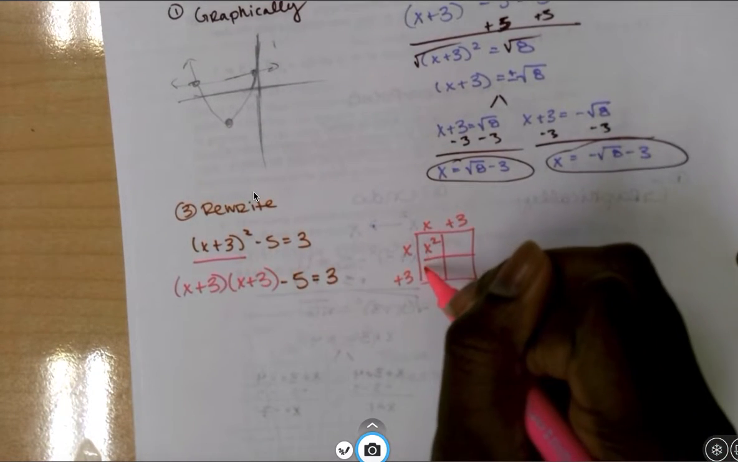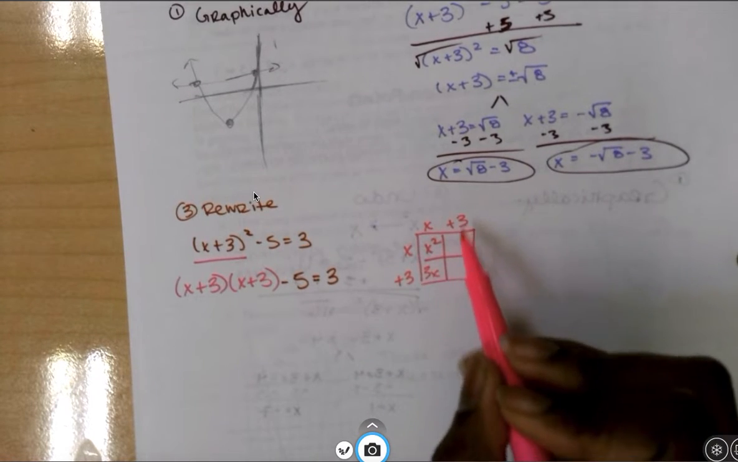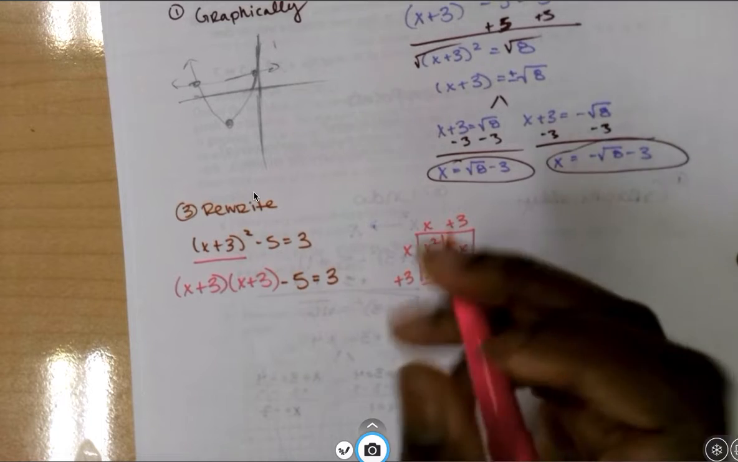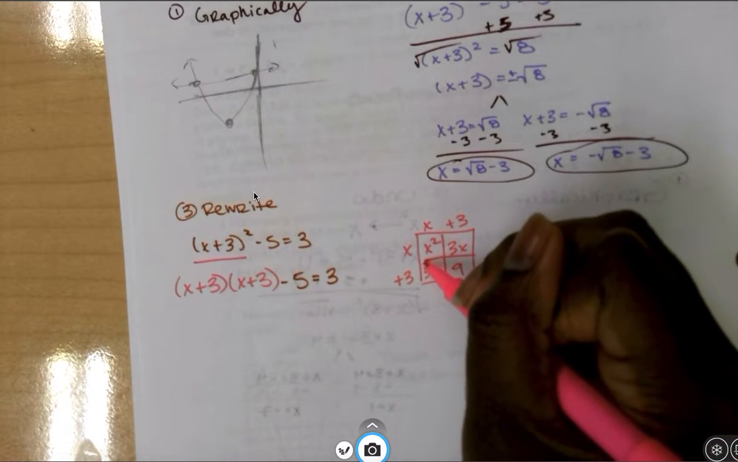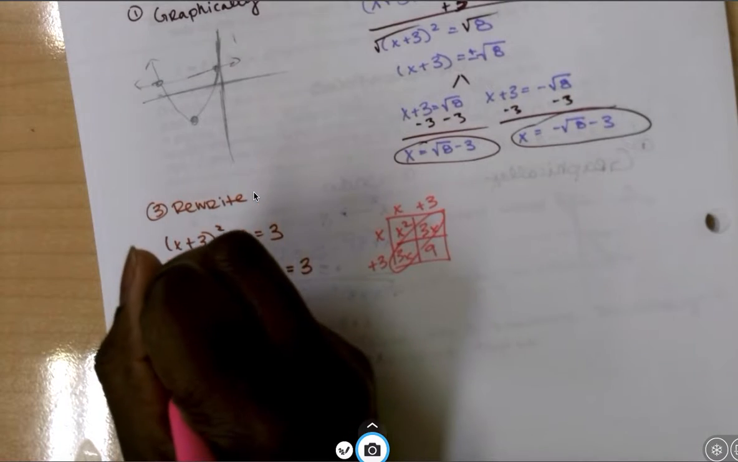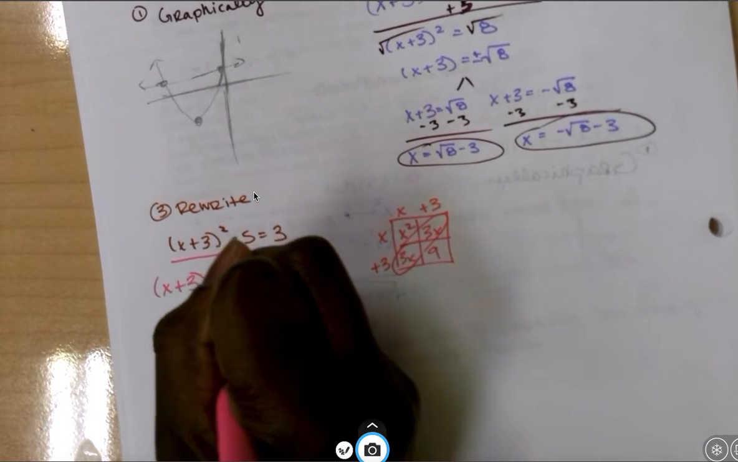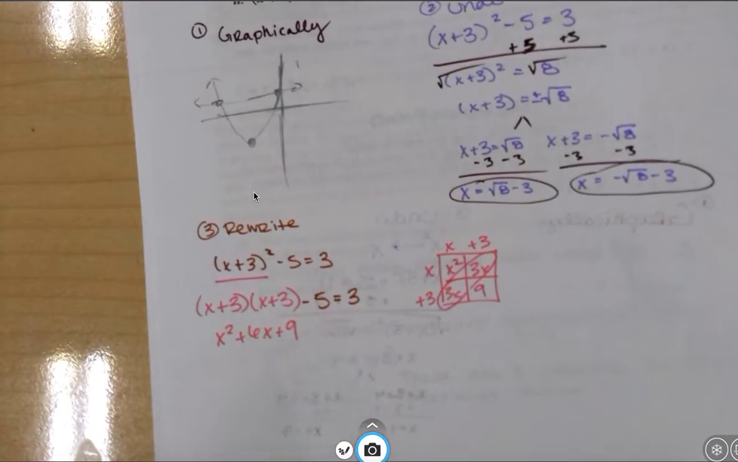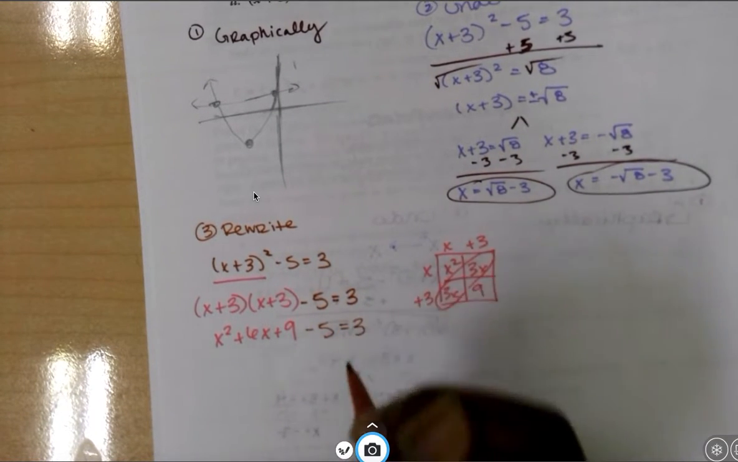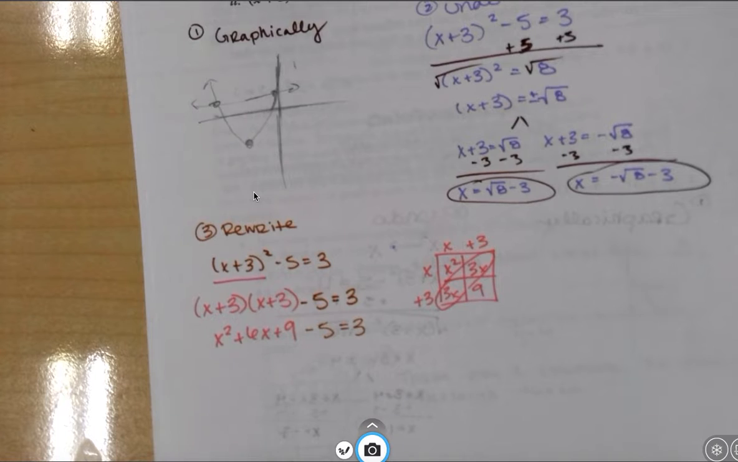3 times x is 3x. x times 3 is 3x. 3 times 3 is 9. So that means that I can add these two together to give me 6x. So I have x squared plus 6x plus 9. I'm going to write everything else out. Minus 5 equals 3. Because I have some like terms, I am going to reduce.